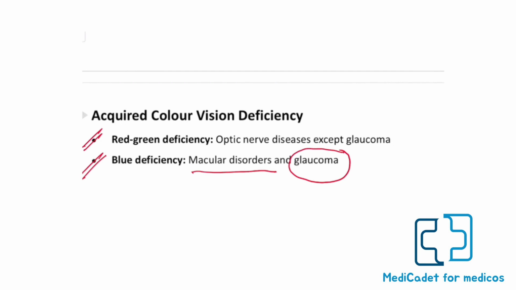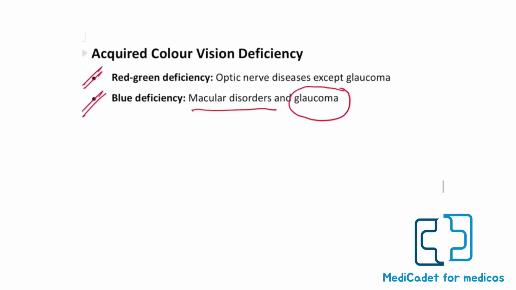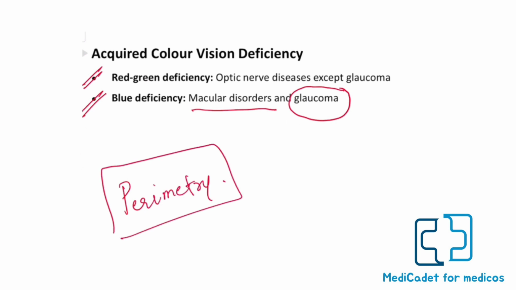So what have we learned? We have learned how to evaluate visual acuity, contrast sensitivity and color vision. The last is field of vision. Field of vision is evaluated by perimetry. Perimetry means evaluation of visual field. We will be discussing perimetry in detail in the chapter on glaucoma, because glaucoma is essentially a disease where there is a loss of peripheral visual field.